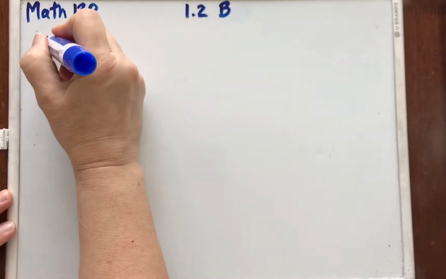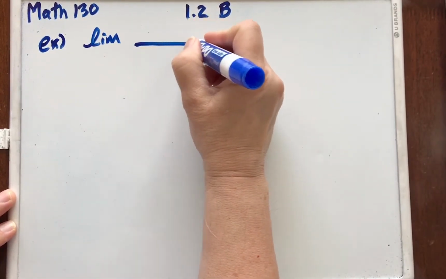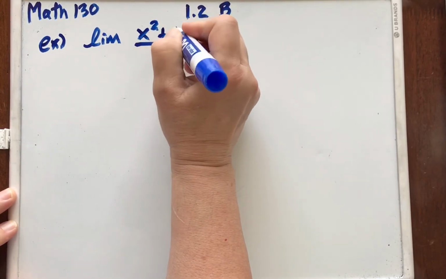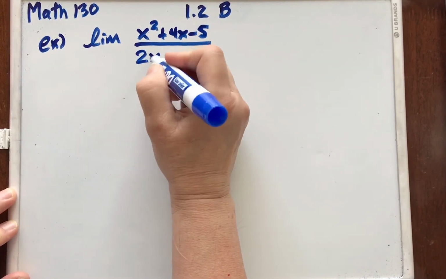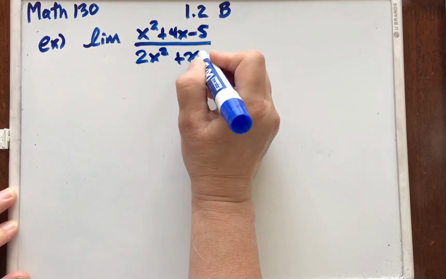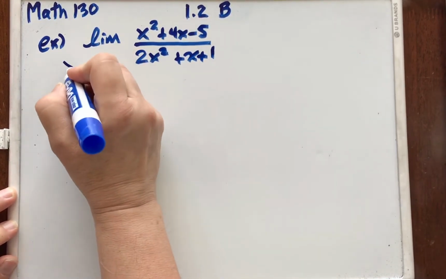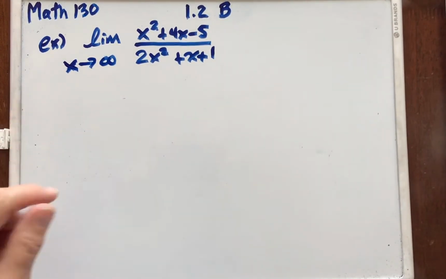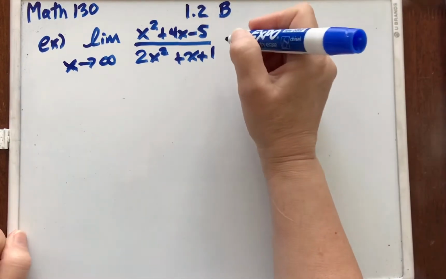Okay, so here we go. We have the limit of, in the numerator, x squared plus 4x minus 5, and in the denominator, 2x squared plus x plus 1. And all of this is going to be as x approaches infinity. Because x is approaching infinity, we can't just evaluate. We're going to have to go a bit further. So there's a little trick to do this.